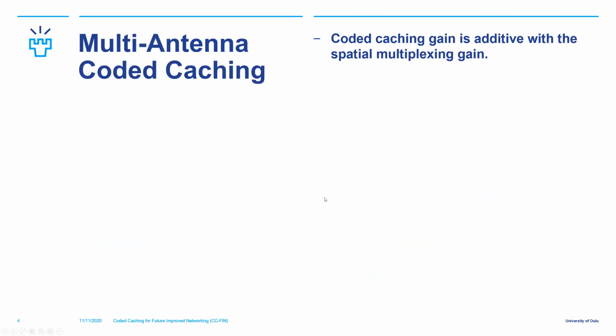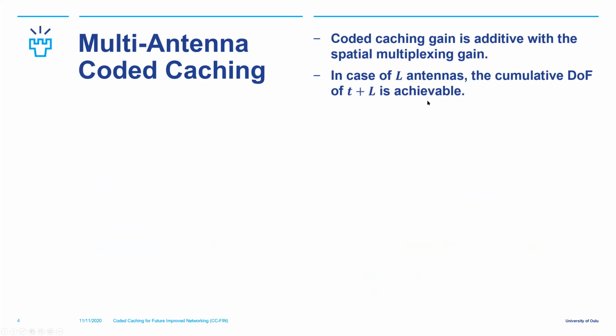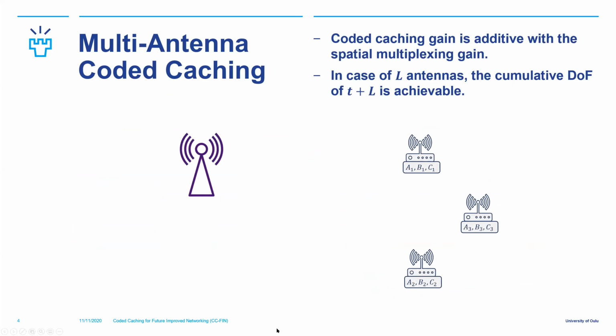Interestingly, the coded caching gain is additive with the spatial multiplexing gain of having multi-antenna communication. So if we have L transmitting antennas, the cumulative DOF, which means the number of users we can service with a single transmission, becomes T plus L. T is the coded caching gain and L is the multi-antenna gain.